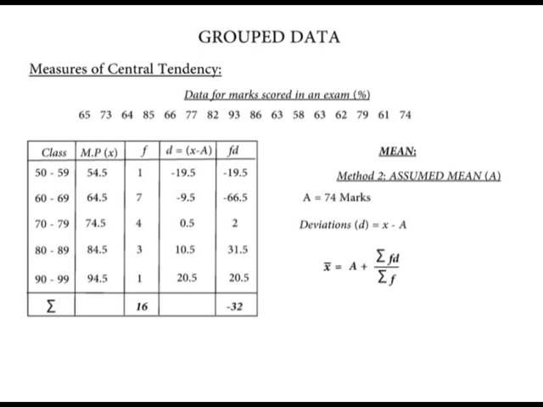And therefore the mean is equal to the assumed mean 74 plus minus 32 over 16. That is equal to 74 plus minus 2, giving us 72, the same mean. The modal class is the one with the highest frequency, that is 60 to 69.